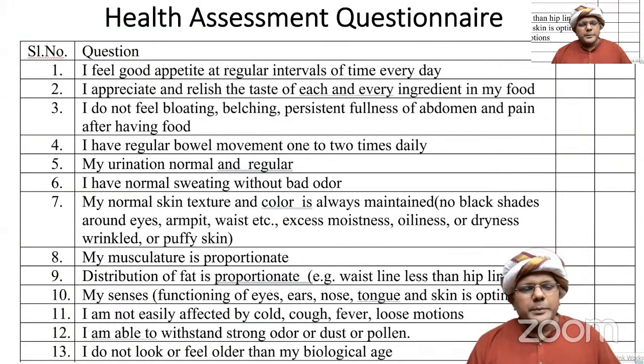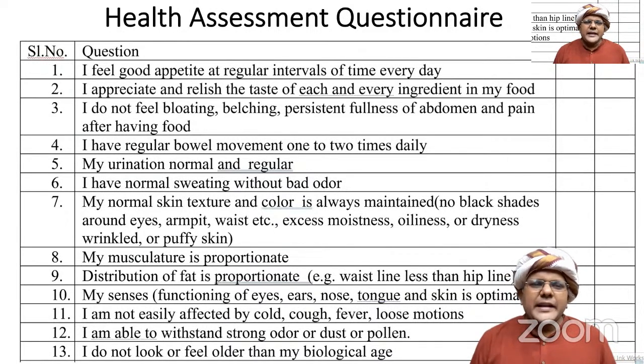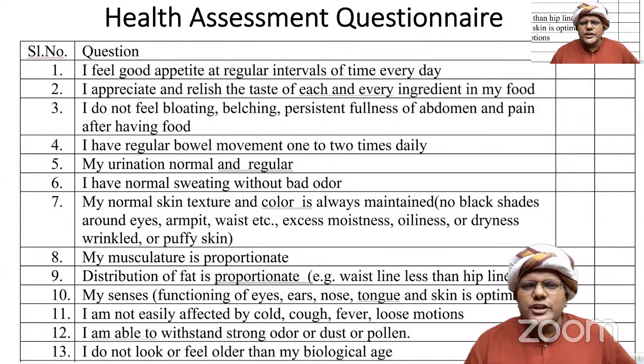So we have prepared this nice health assessment questionnaire. A very simple questionnaire where you have to just give yes or no answers. Yes or no. Just by answering these questions, you will be able to understand whether you are healthy or not. Simple questions. I feel good appetite at regular intervals of time every day. Yes or no. I appreciate and relish the taste of each and every ingredient in my food. Yes or no.